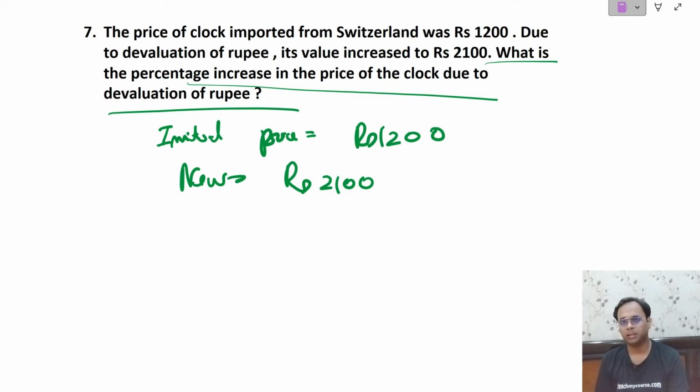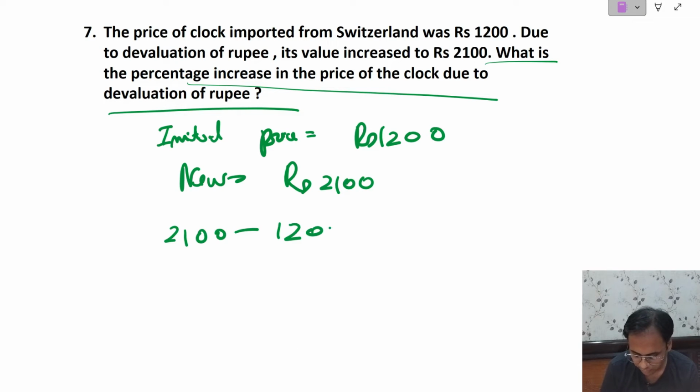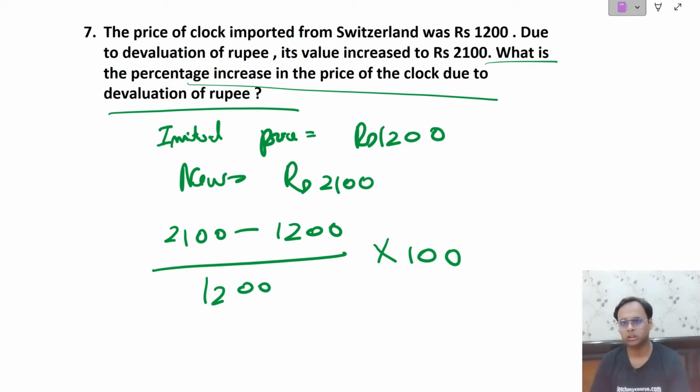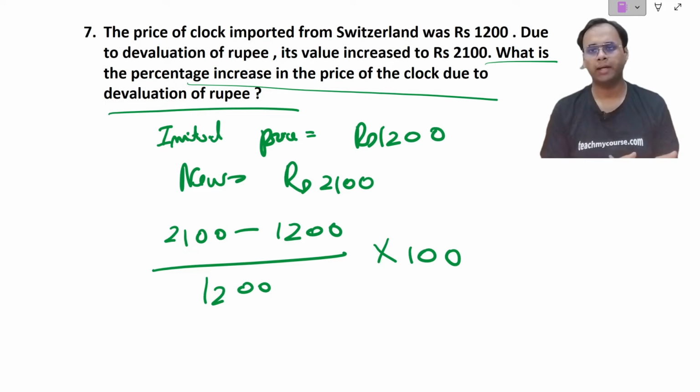So what is the percentage increase? Like the new price 2100 minus 1200 divided by 1200 into 100, that is the percentage increase. I think I need not give you the complete explanation of how the percentage increase is calculated for a number. It is new value minus original value upon original value into 100. That is a simple way of calculating it, okay.